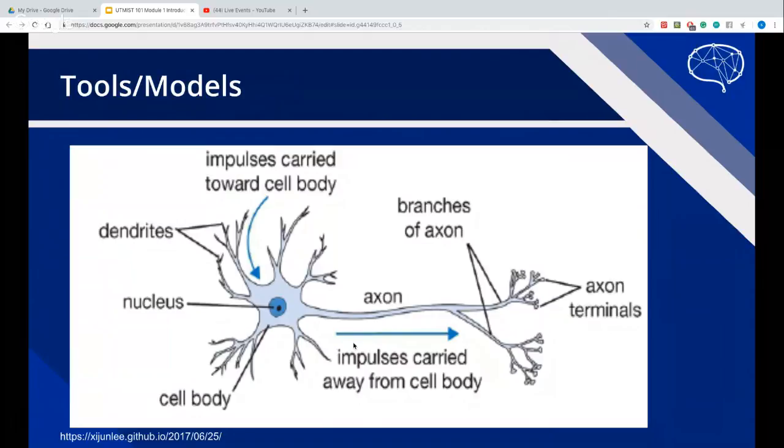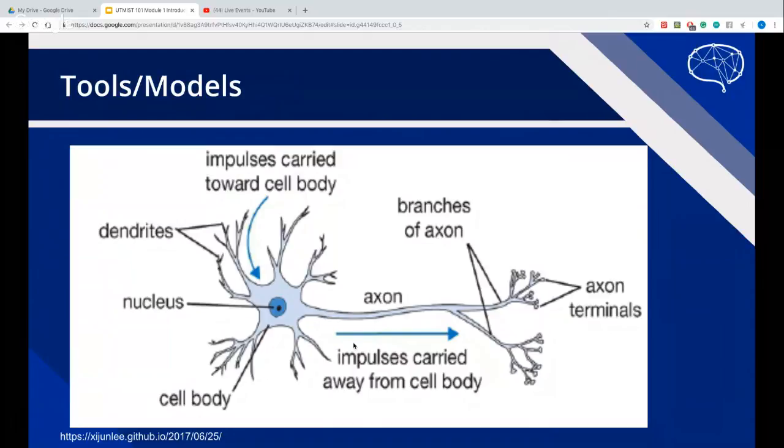So the cell body is the neuron itself. The cell body will collect all the received impulses and then check against a sort of threshold. It will check if the impulse exceeds the threshold or not. If it does, it sends that impulse or signal to the next neuron through the axon. Okay, this is how the biological neuron works.